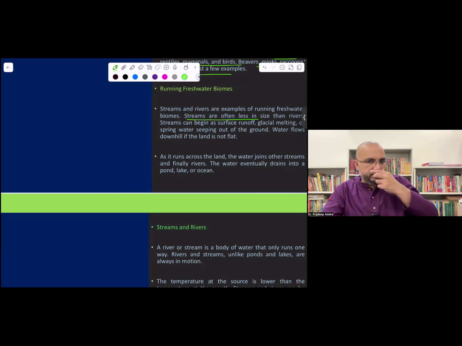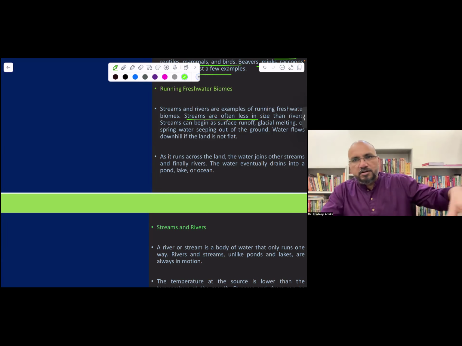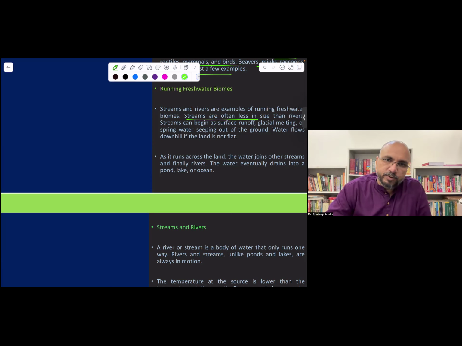So whenever excess rainfall is there, some of the rainfall that is received will be absorbed by the soil. Some will go as runoff. So these runoff water, the small streams from the runoff will merge to form your tributaries and rivers. Okay, so water source can be melting of glaciers, or it can be excess rainfall going as runoff. So it can be spring water seeping out of ground, or it can be melt of glacier, or it can be excess runoff.